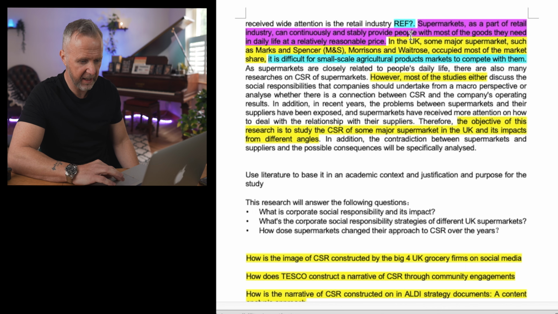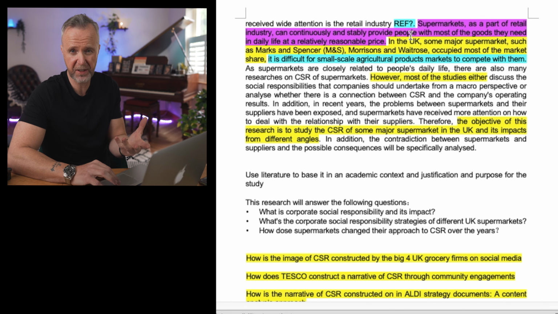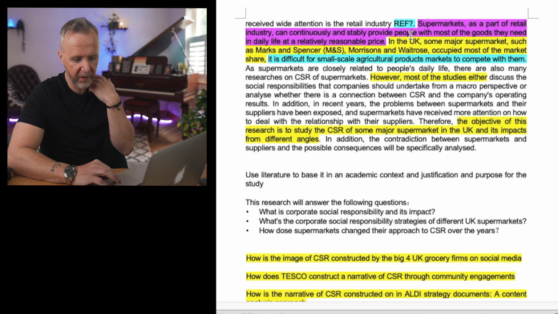So here in this next highlighted bit, they talk about, however, most of the studies they're referring to studies, but they aren't referencing them. So really, it'd be really nice at this stage to see some of that referencing. What studies have talked about CSR and these sorts of companies. And then this next highlighted part in yellow, the objective of this research is to study the CSR of some major supermarkets in the UK and its impact from different angles.